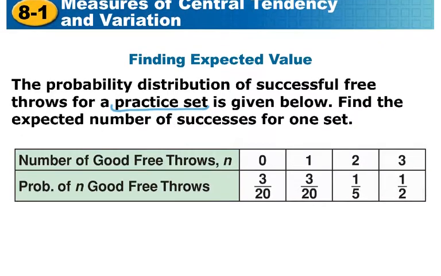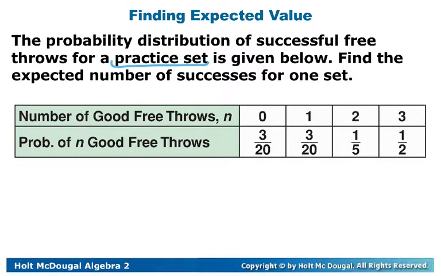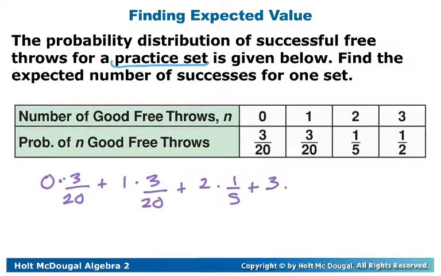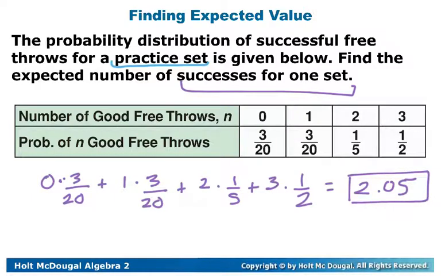So we're going to find the expected number of successful free throws for this data. This one's kind of backwards from the last one, but it's 0 times 3/20ths. To that, we're going to add 1 times 3/20ths. To that, we're going to add 2 times 1/5. And then to that, we'll add 3 times a half. So again, in this set, we're expecting 2.05 free throws to be successfully thrown. So out of 3, that's very lovely.